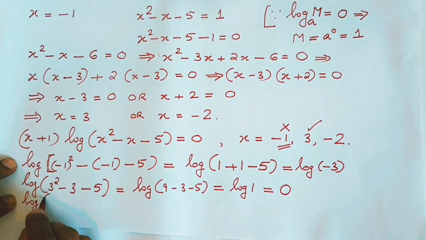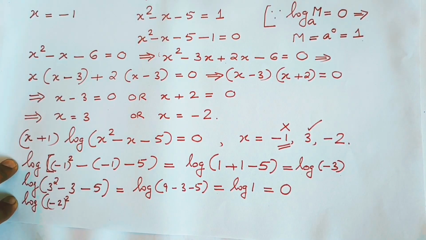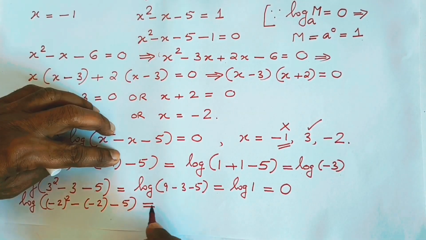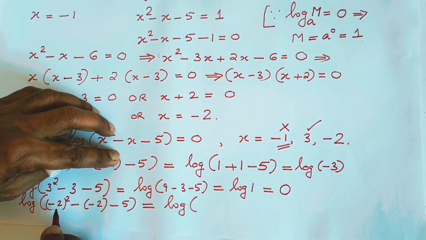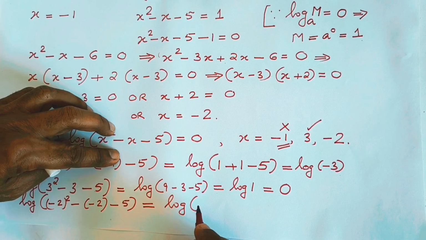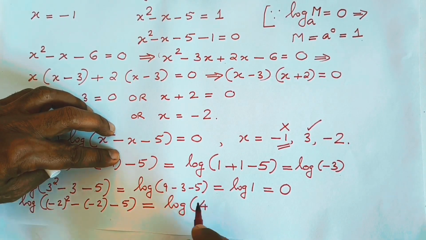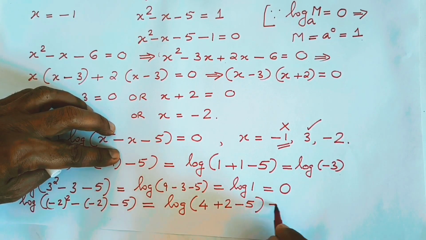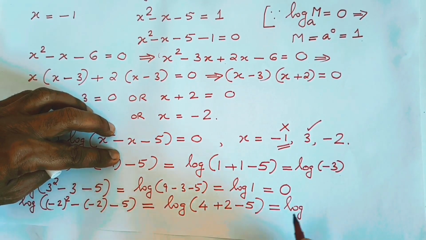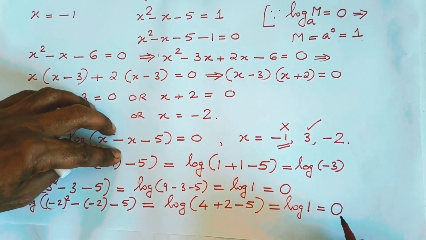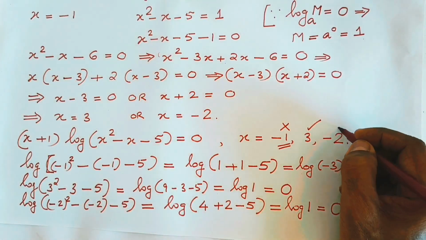Now let's take the next case. Log of (minus 2) the whole square minus (minus 2) minus 5. On simplification, minus 2 multiplied by minus 2, that is the meaning of minus 2 the whole to the power 2, will be 4. Then minus minus 2 will be plus 2. Then there is minus 5. What is this? 6 minus 5, which is again the logarithm of 1, which as we know is 0. So that is also found to be true. So this is also a correct solution.